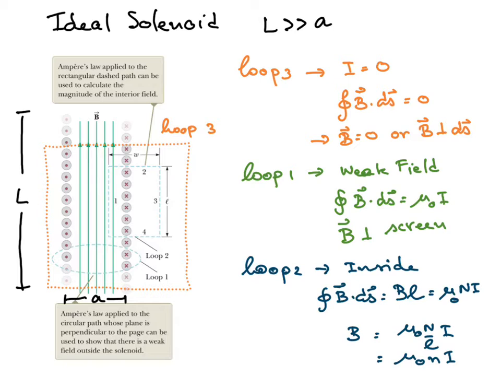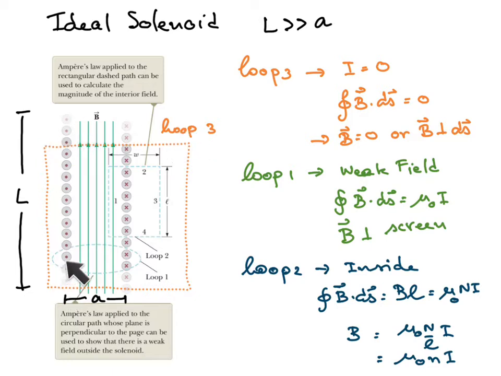We can use the Ampere's Law that we have discussed so far to analyze the magnetic field close to the middle of the solenoid, of the ideal solenoid. We will divide our discussion into three parts. Okay, part 1, part 2, and part 3. Let's start from part 3 first. Okay, we will apply the Ampere's Law to this loop.